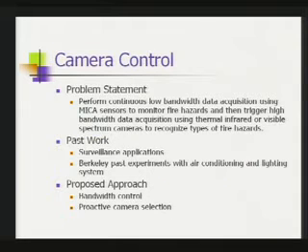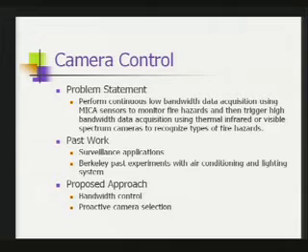And one example is the camera control. You want to perform continuous low bandwidth data acquisition using MICA sensors to monitor fire hazards, and then trigger high bandwidth data acquisition using thermo-infrared or visible spectrum cameras to recognize types of fire hazards.